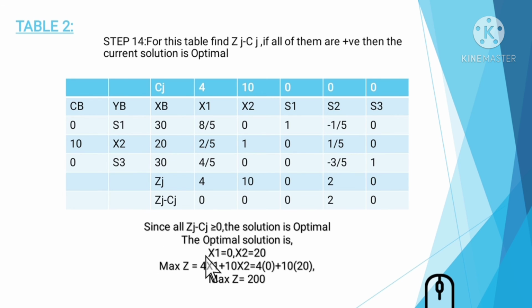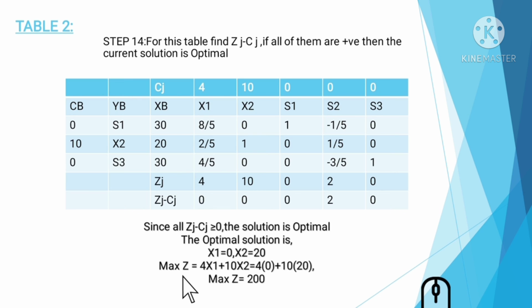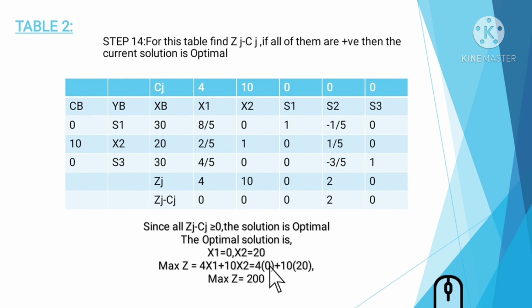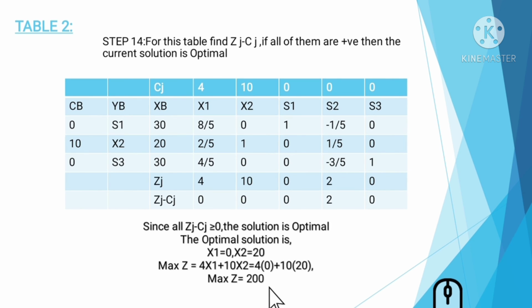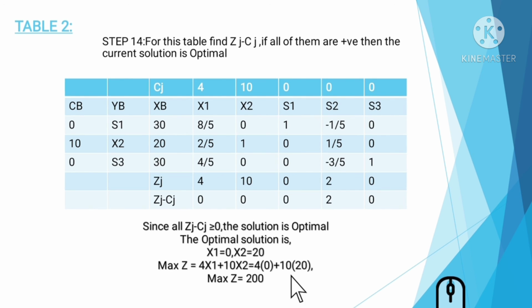So substitute these values of x1 and x2 in the objective function. Maximize result is equal to 4x1 plus 10x2, that is 4 into 0 plus 10 into 20. Maximize result is equal to 0 plus 200, that is equal to 200. Hence we have reached the optimal solution.